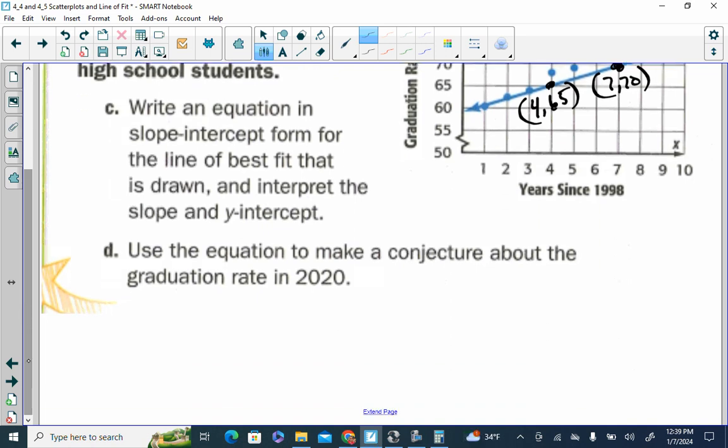So part C, write the equation. We start with our slope. M equals 70 minus 65 over 7 minus 4. That's going to be 5 over 3, right? So 5/3 is our slope.